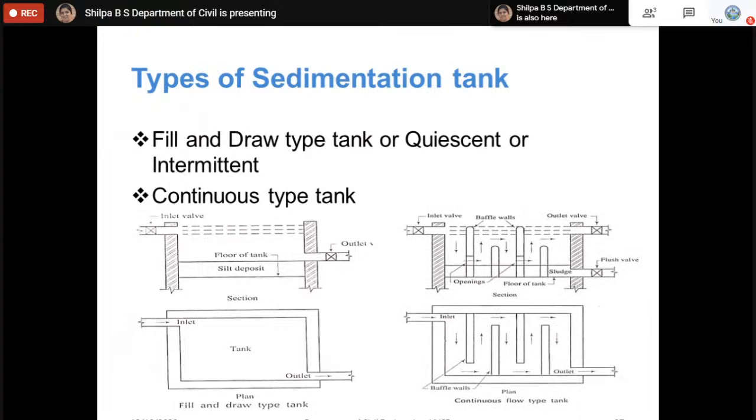And the other type is the continuous type, where the water is continuously taken into the sedimentation tank, and after the treatment, the effluent is taken out of the tank continuously. Here the inlet and the outlet are separated by providing baffles between the two.